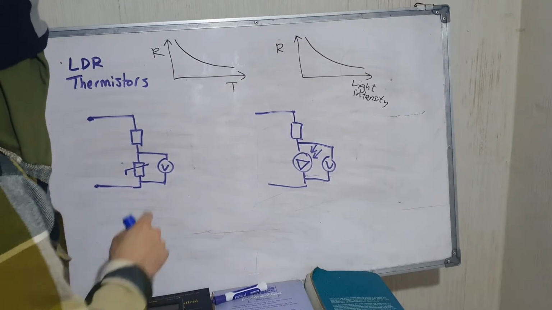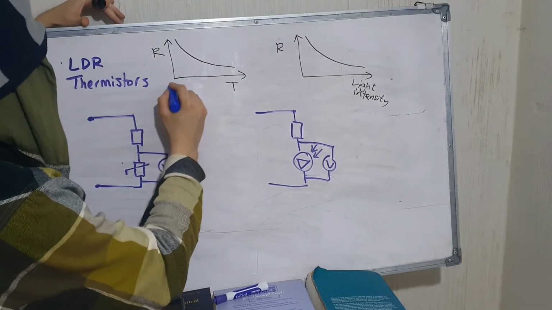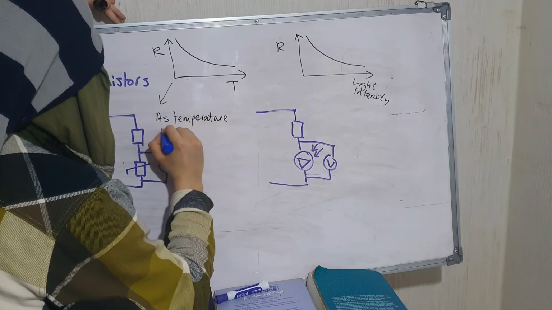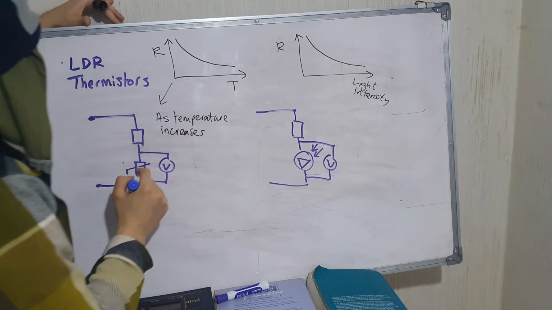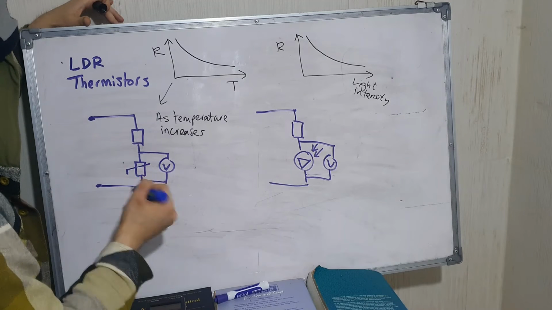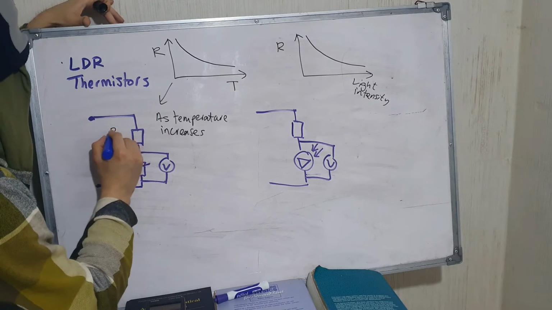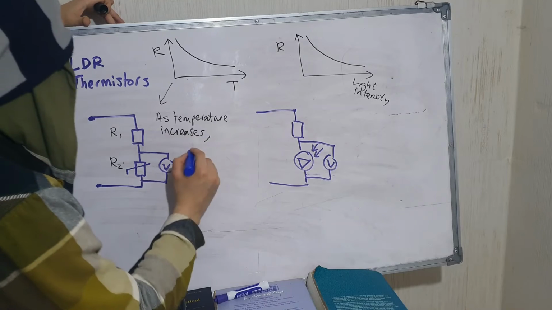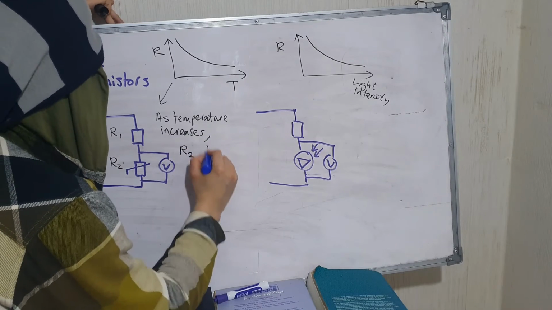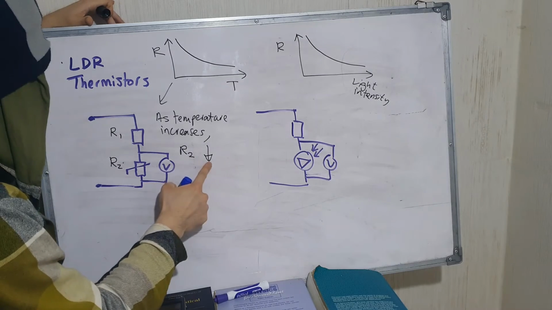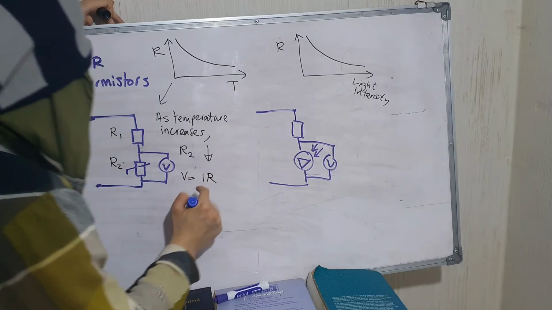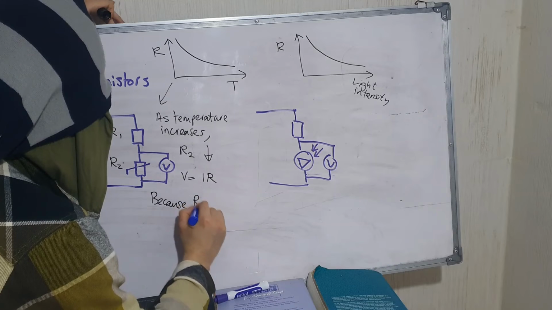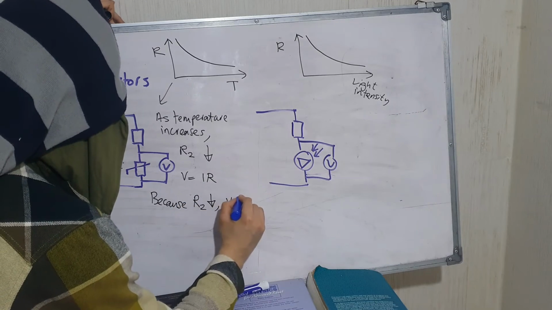All right, so let's have a look at this. So this is for this. So as temperature increases, what will happen to the total resistance? All right, let's just focus on this component first. So here we're going to say R1 and R2, isn't it? So for this component, as temperature increases, what happens to R2? R2 will go down. If R2 goes down, if we use V equals IR, because R goes down, that means V will go down. So because R2 goes down, then V will go down. So let's just say that's V2.